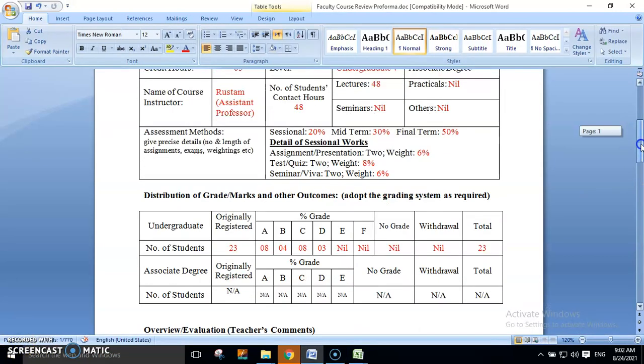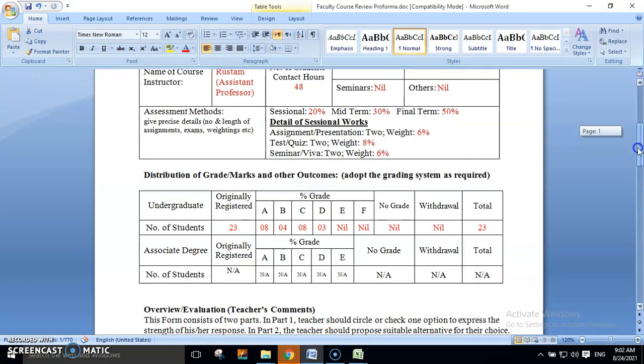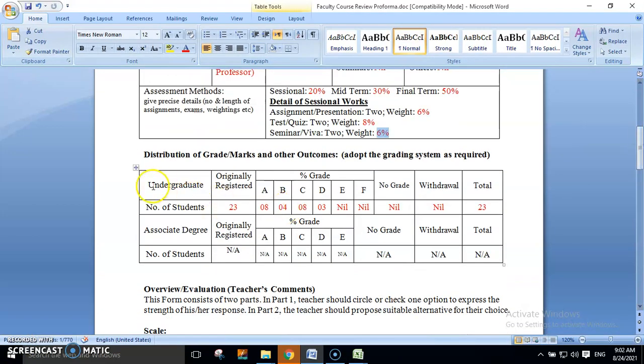So after filling this first part of the form, now come here. Undergraduate students originally registered, that is 23 students were registered in 6th semester, and out of these 23 students, 8 students got A grade, that is 80 plus marks, 4 students got 70 or 70 plus marks, 8 students got C grade, that is 60% marks, and 3 students got D grade, that is 50% marks. So no student was given E or F. So total were 23 students.